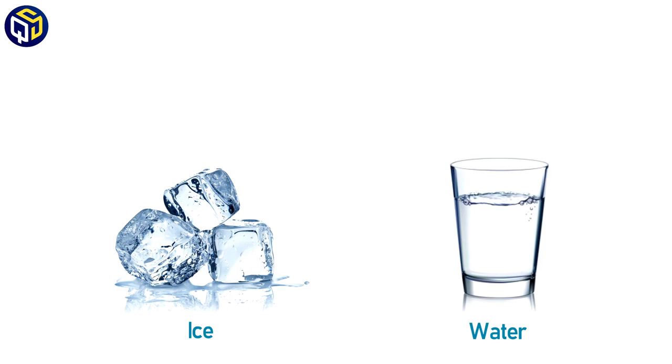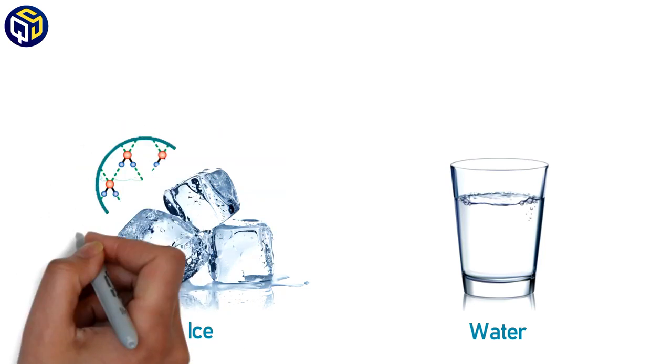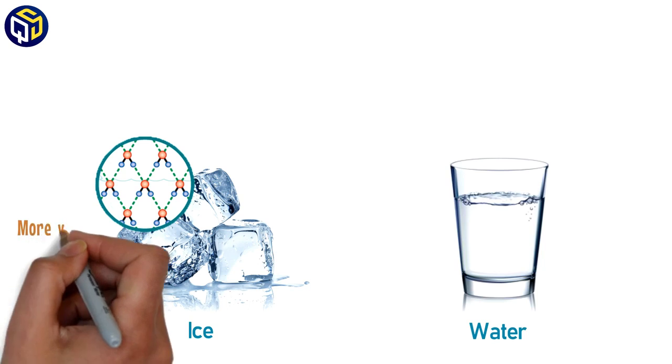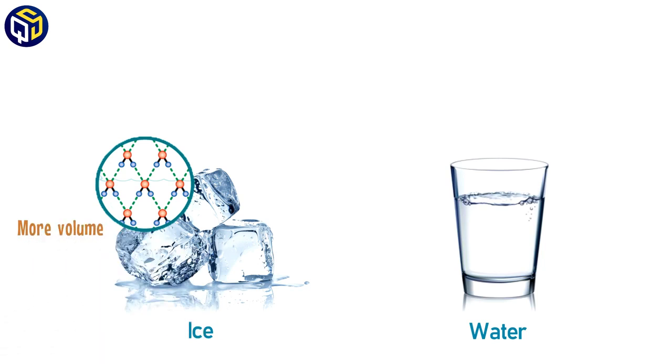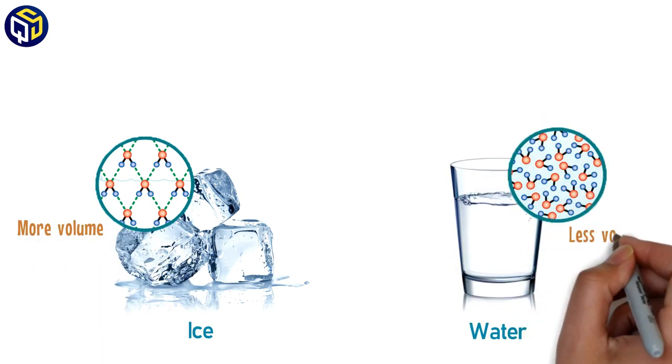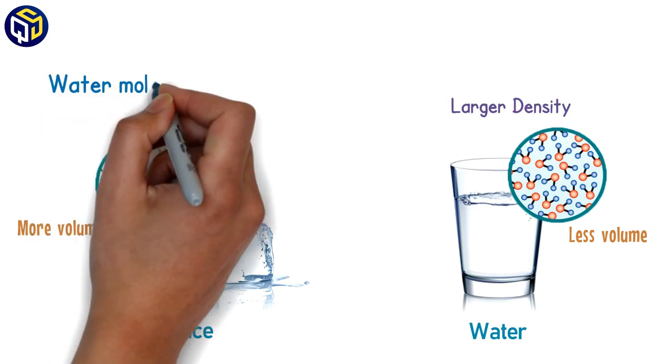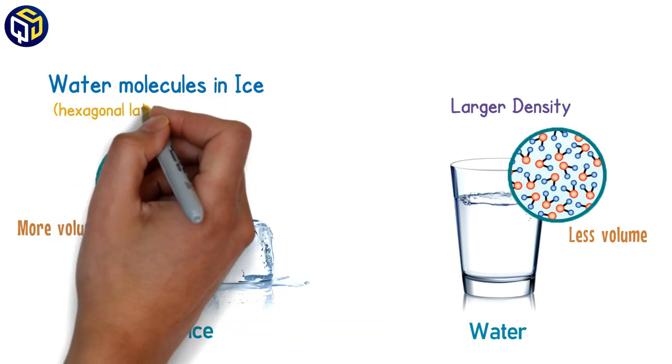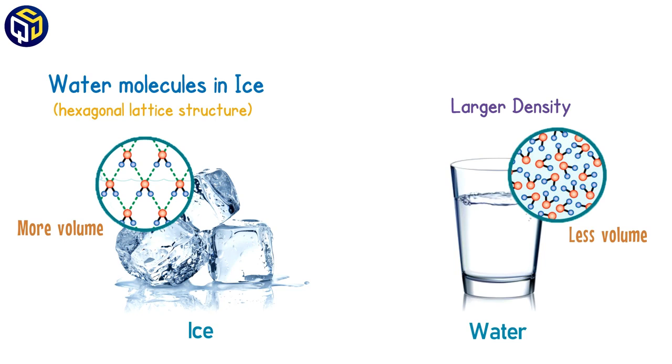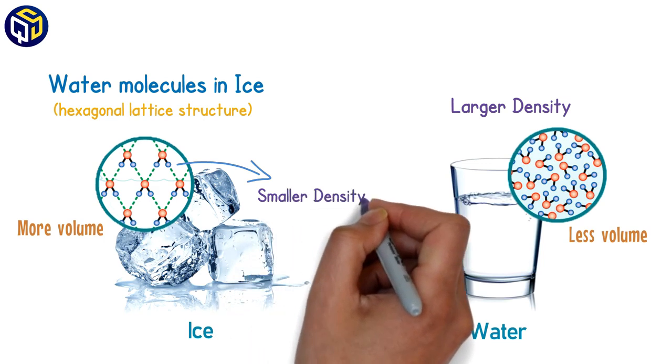That's a good point. However, the atoms in ice are arranged in a unique way that causes it to have more volume between the molecules, making it less dense than liquid water. The water molecules in ice arrange themselves in a hexagonal lattice structure, which creates space between the molecules, resulting in an increase in volume. Remember, the more space between the atoms or molecules, the less dense the object.